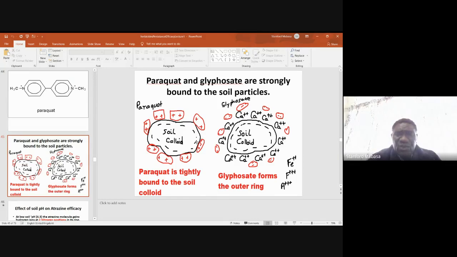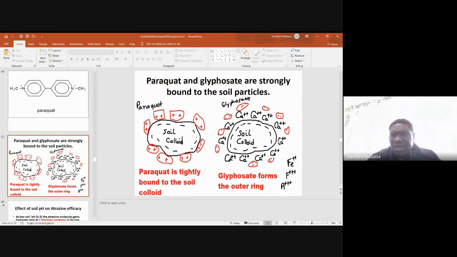Now we have got soil particles or soil colloids. We have this paraquat, which is cationic. It is tightly attracted to the soil colloid. This is the reason why if you put paraquat into the soil, it can lose its activity. And as for glyphosate, glyphosate is negatively charged.